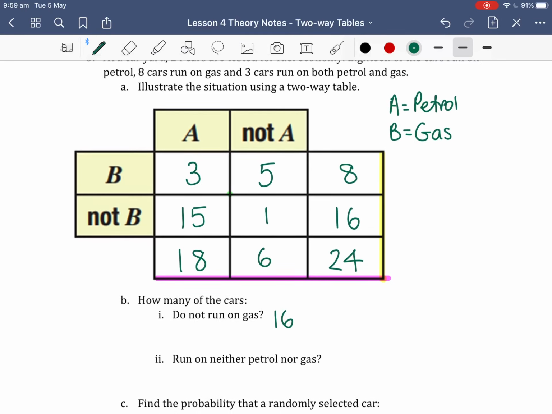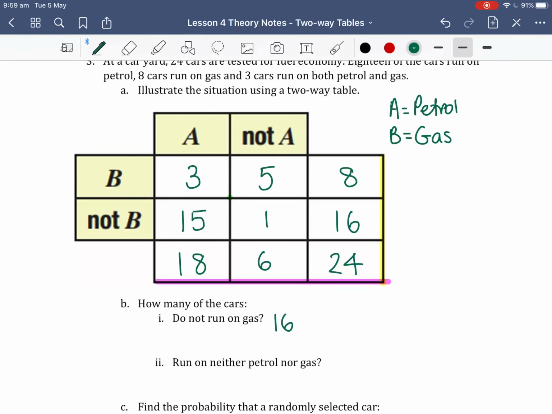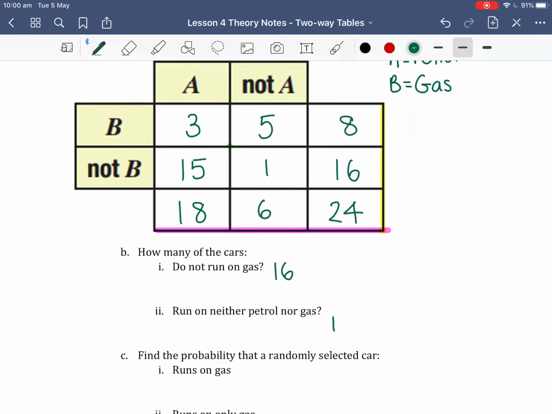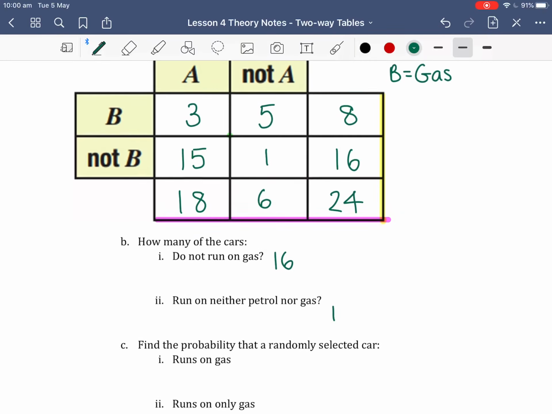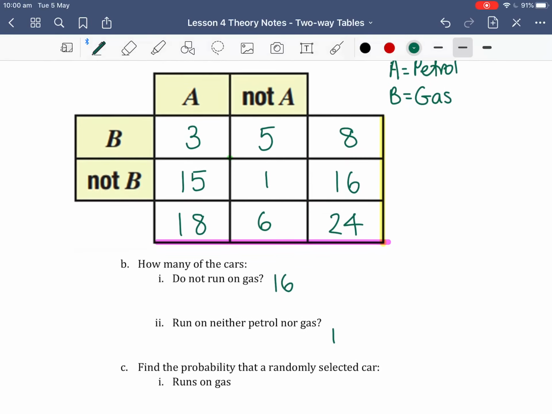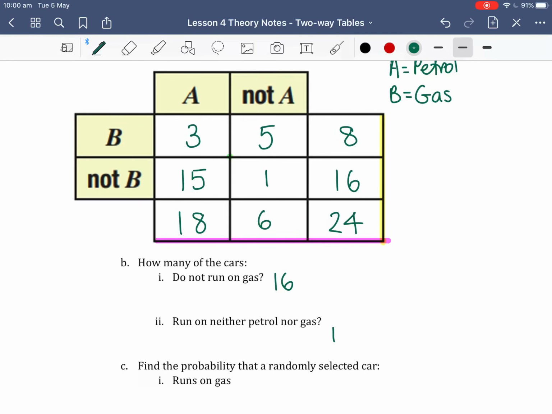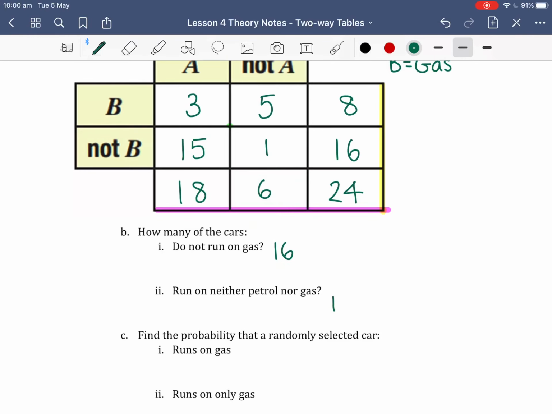How many run on neither petrol nor gas? So that's neither of both, which is 1. Now we want to find the probability that a randomly selected car runs on gas. Remember, gas is B. So the probability of gas is going to be 8 over 24, which equals 1 over 3.